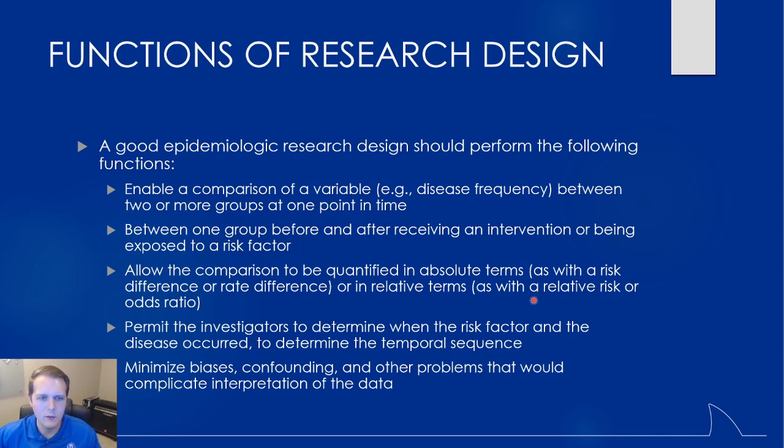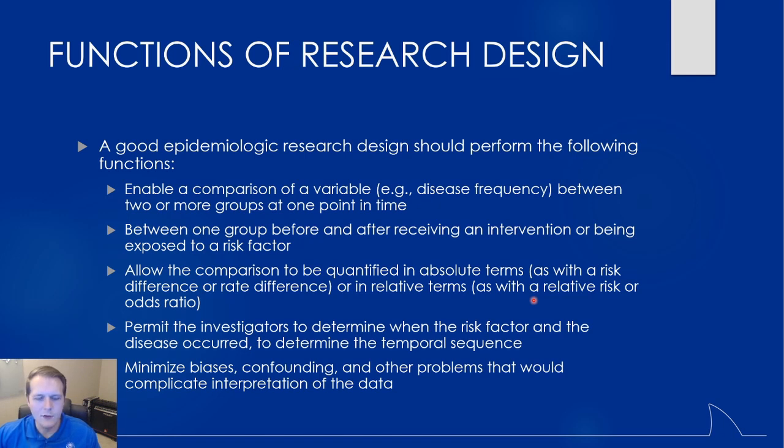That would be one way you can do things. You should be able to allow a comparison between, say, absolute terms. Say we want to look at risk differences or absolute risk differences, or we can look at it in relative terms as well, right? So if we want to look at a relative risk or an odds ratio, when you're starting to do your comparisons there, that's the typical sort of analyses you're going to be doing.